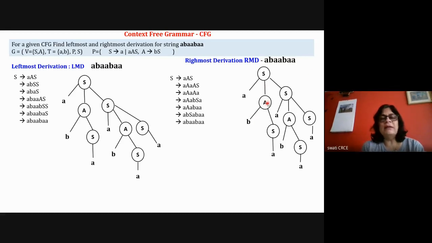And we say that if both the derivations, LMD and RMD, generate exactly the same parse trees, see, their derivations are different. This is the first rule, small a, capital S. Here the second rule is ABSS, whereas in RMD the second rule is small a, capital A. So these rules are different here. So this derivation is different and that derivation is different. The final answer is the same, and when you draw the parse tree it is exactly the same.